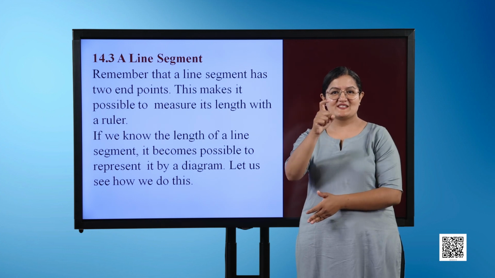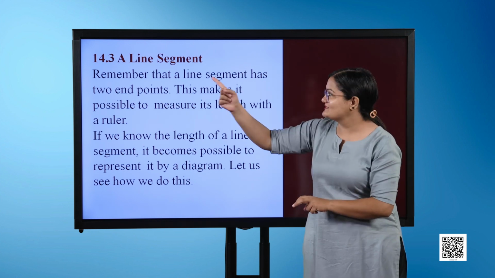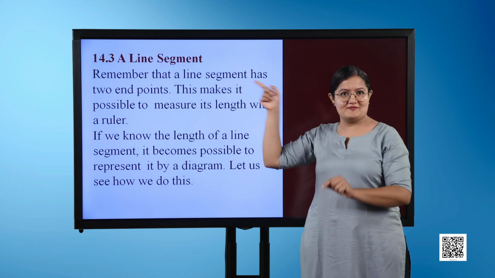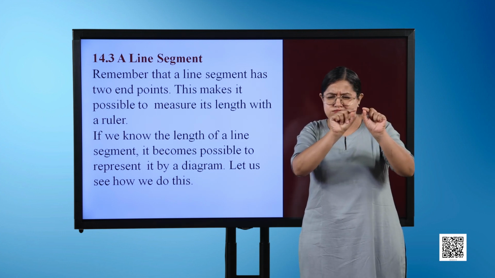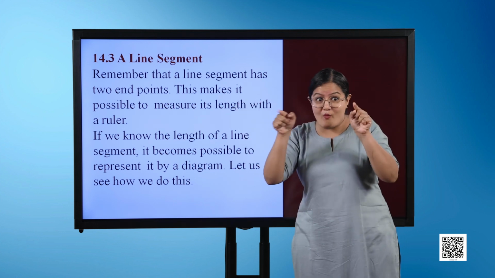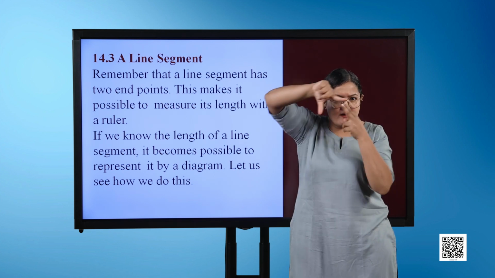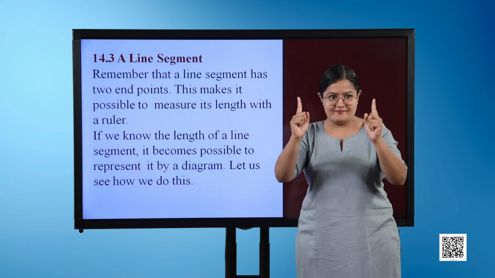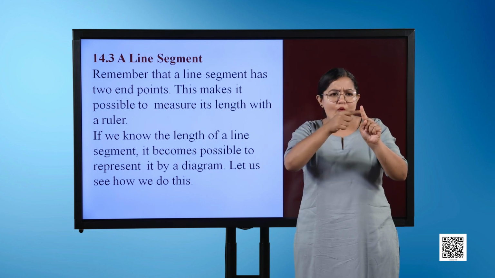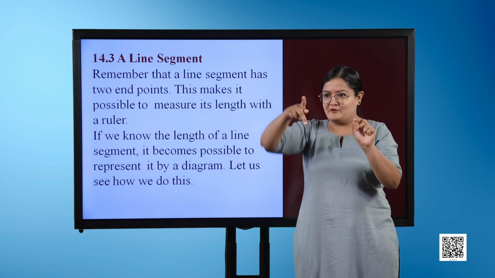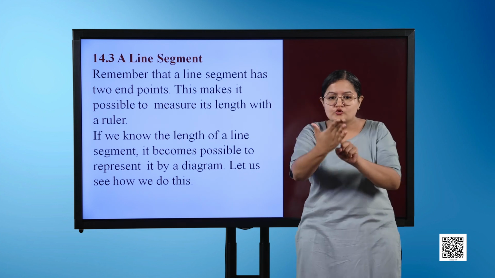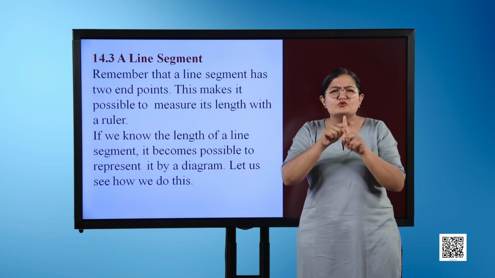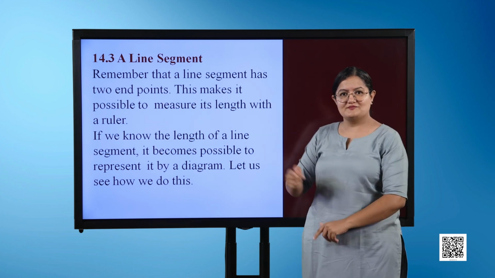Page 277. 14.3. A line segment. Remember that a line segment has two end points. This makes it possible to measure its length with a ruler. If we know the length of a line segment, it becomes possible to represent it by a diagram. Let us see how we do this.